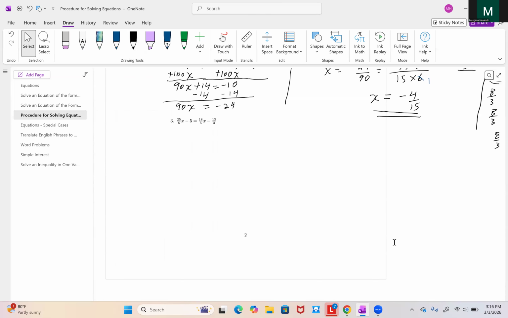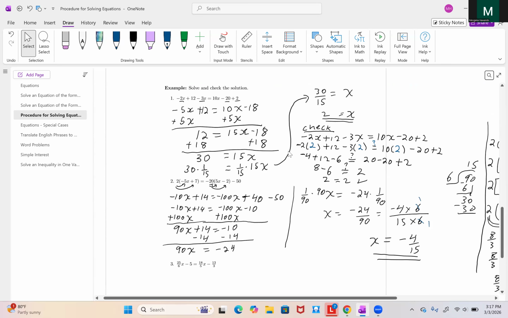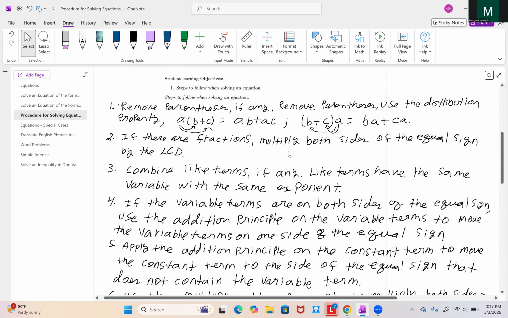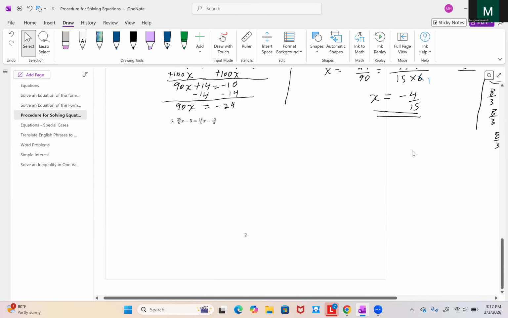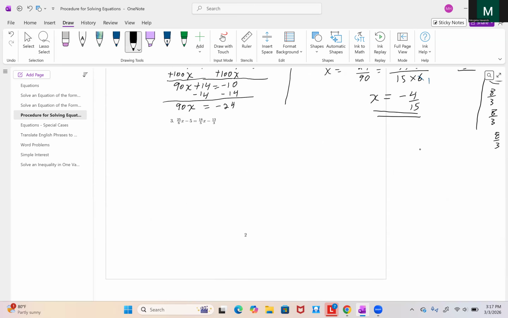Okay, now we have a fraction. 25 over 6x minus 5 is equal to 18 over 5x minus 13 over 3. In the procedure for solving equations, if there's a parenthesis, the first thing we want to do is remove the parenthesis. And then the second thing we need to look for is fractions. If there are fractions, multiply both sides of the equal sign by the LCD. So that's what we do if there are any fractions. And this problem does have fractions. So we multiply both sides of the equal sign by the LCD.